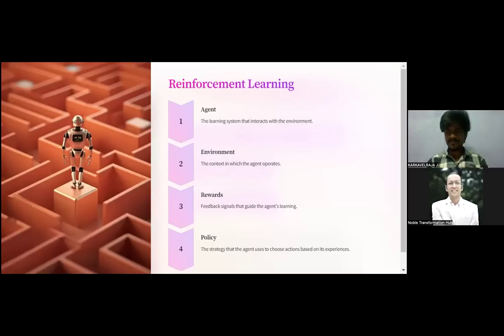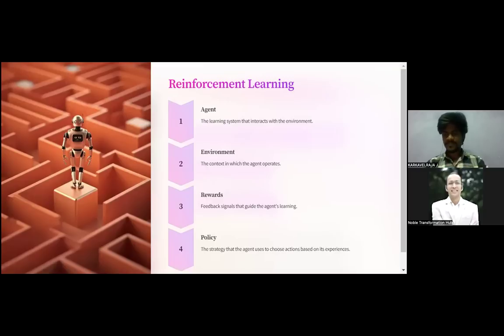So reinforcement learning, guys, is a very simple concept. And when you keep things simple, you understand and apply simply, and you get results. So, agent, what is agent? If we see in AI, ML, or machine learning, an agent is a learning system that interacts with the environment.